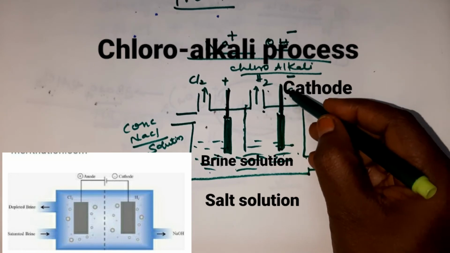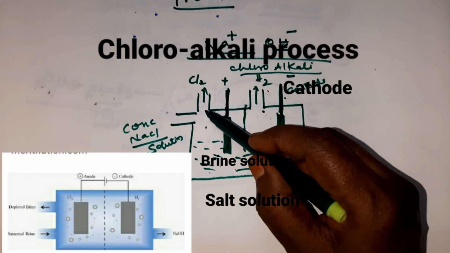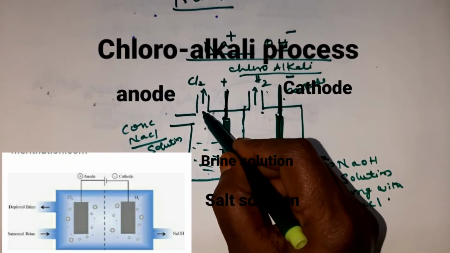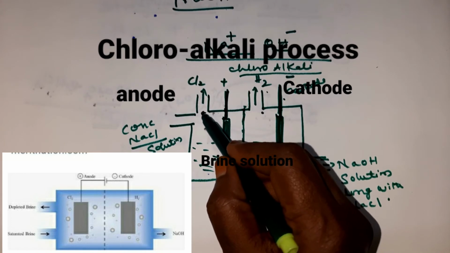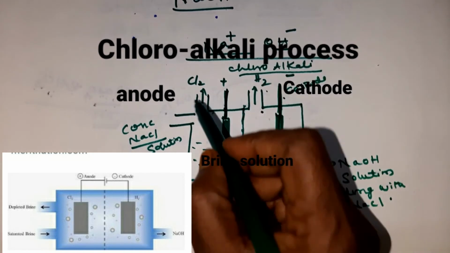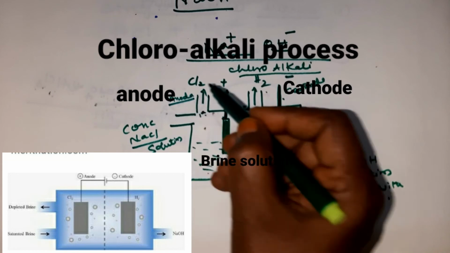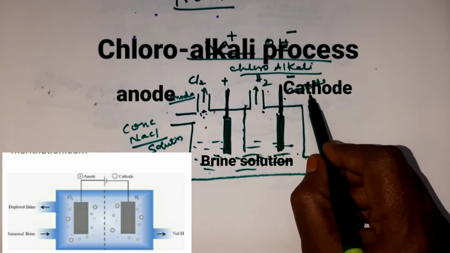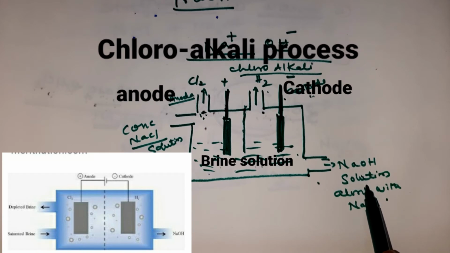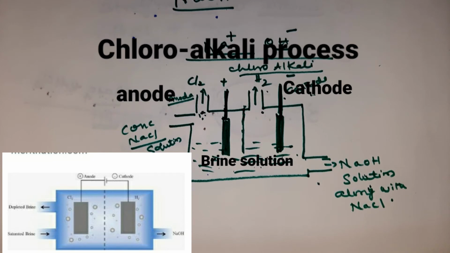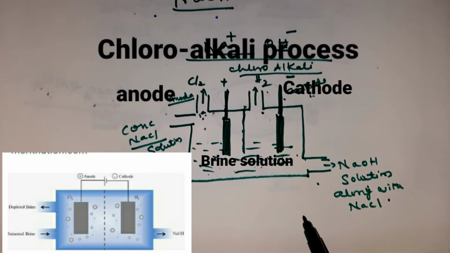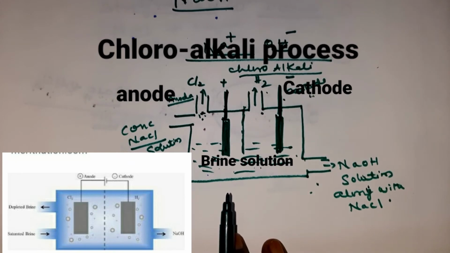This is called the cathode, children, and chlorine gas is liberated at the anode. At the anode, or we call it the positive electrode, children, chlorine gas is formed and liberated. You all understood, children? Chlorine gas is liberated at the anode and hydrogen gas is liberated at the cathode. The sodium hydroxide which is obtained is a 50% solution, and then it is dried to give solid sodium hydroxide flakes or pellets. You all understood, children? This process we call the chloroalkali process.